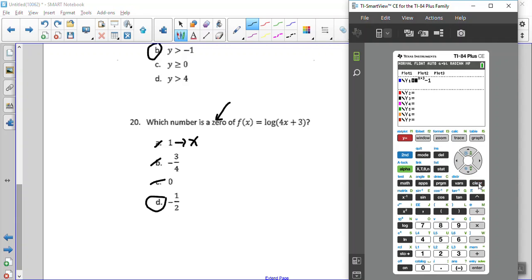We can also look at it and see where it crosses the x-axis. Let me just do that quickly. So you have log of 4x plus 3. We're going to graph it, and it looks like it's crossing the x-axis at -1/2 right there. Okay?